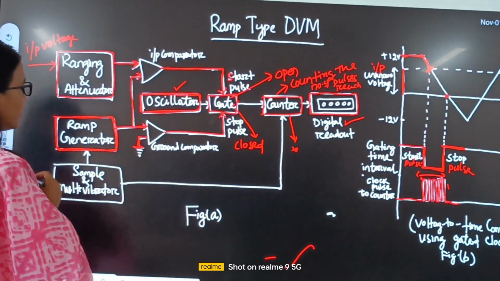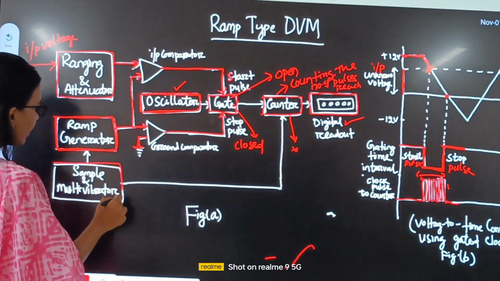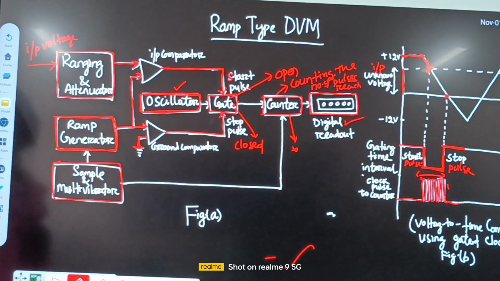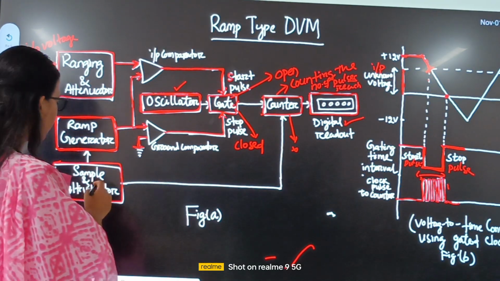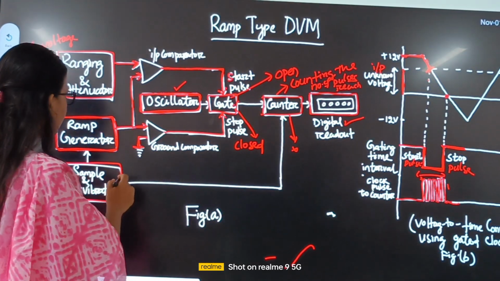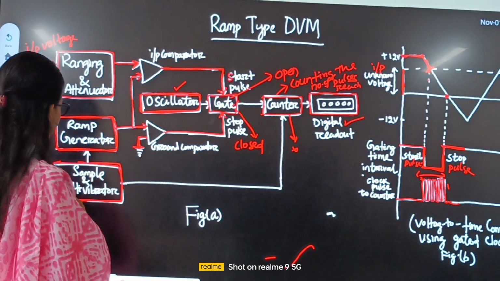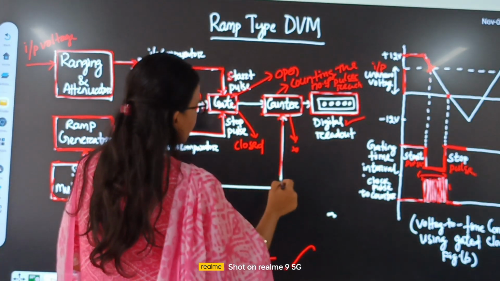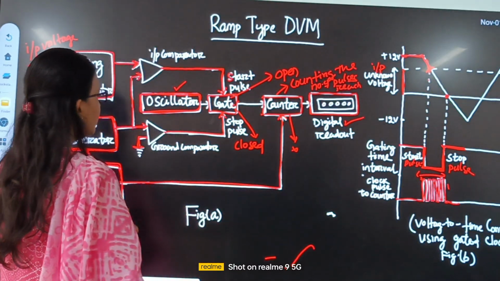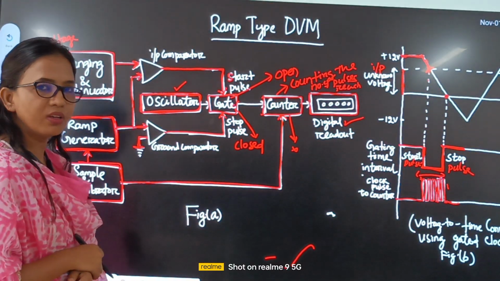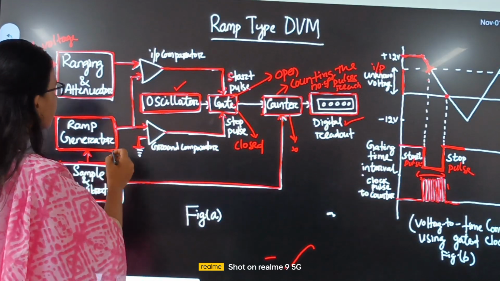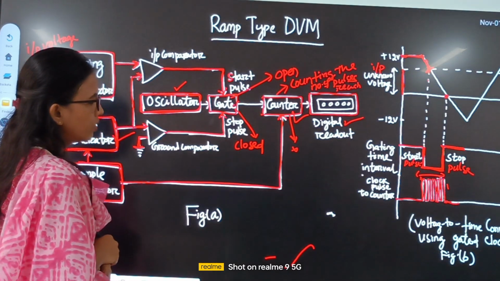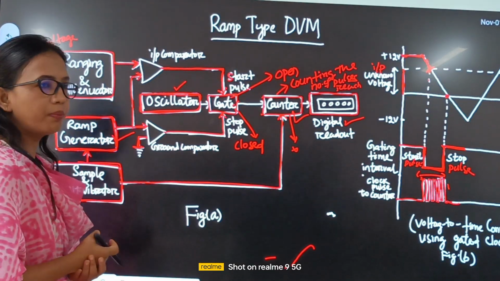Okay. So after that, now comes the sample and multivibrator. This is the last block of the ramp type DVM. It is used to reset the ramp generator and the counter. So this is the working of the ramp type DVM.